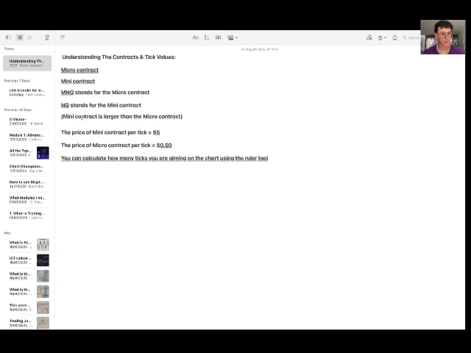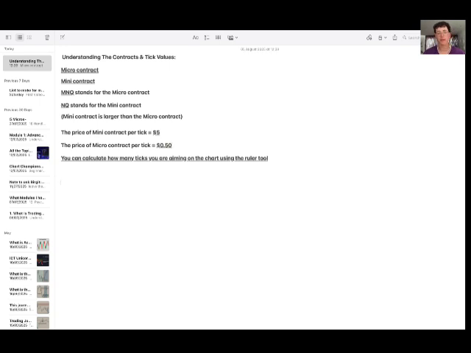So, the price of a mini contract per tick equals $5. The price of a micro contract per tick is 50 cents. So you can see here that the mini contract is much larger than the micro contract. Per tick of a mini contract is $5. Per tick of a micro contract is 50 cents. Okay?